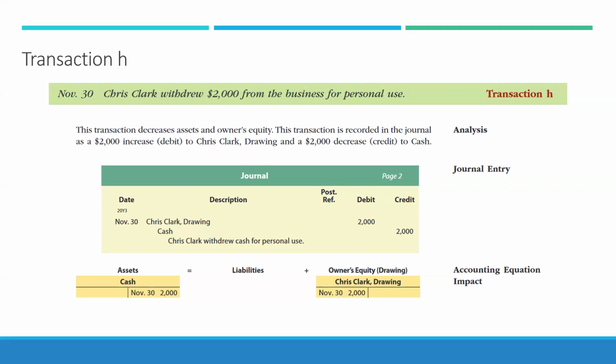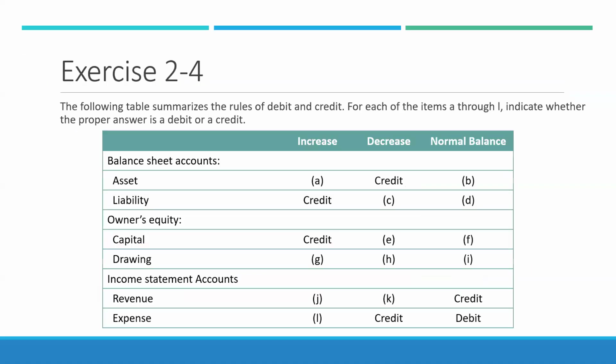Okay, it goes down. So we know we're going to credit cash, and Chris Clark drawing gets debited because when owner's equity goes down, a debit makes it go down. That means drawing has a normal debit balance.